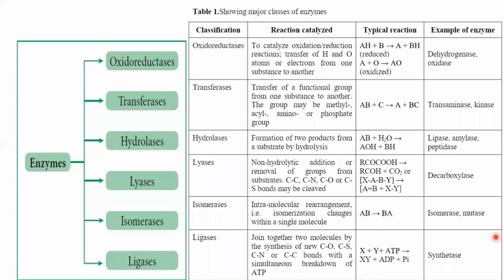And the best example is synthase. So these are the classification of enzymes, their reactions, their reaction formulas and their examples. We have a total of 6 types of enzymes: oxidoreductases, transferases, hydrolases, lyases, isomerases, and ligases. So these are the classification of enzymes.